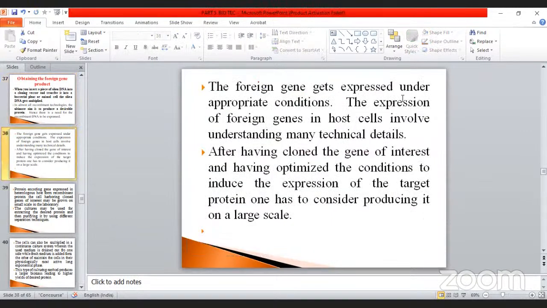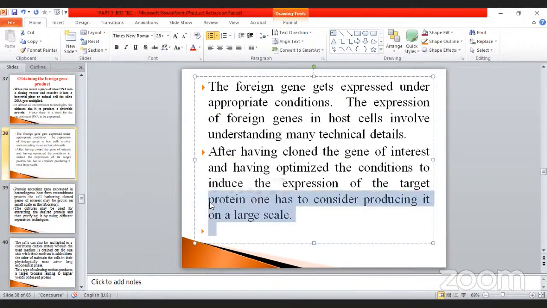The foreign gene gets expressed under the appropriate conditions. Expression of the foreign gene in the host cell involves understanding many technical details. After having cloned the gene of interest and optimized the conditions to induce expression of the target protein, one has to consider producing it on a large scale. The protein is not a single one; it is produced on a large scale. You can produce a lot of copies. That is the importance of this technique.